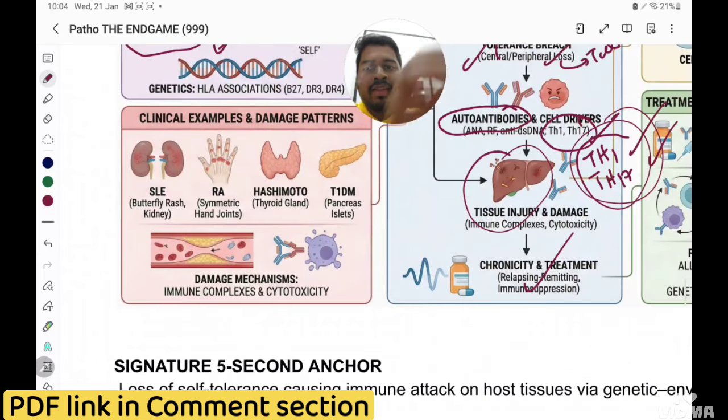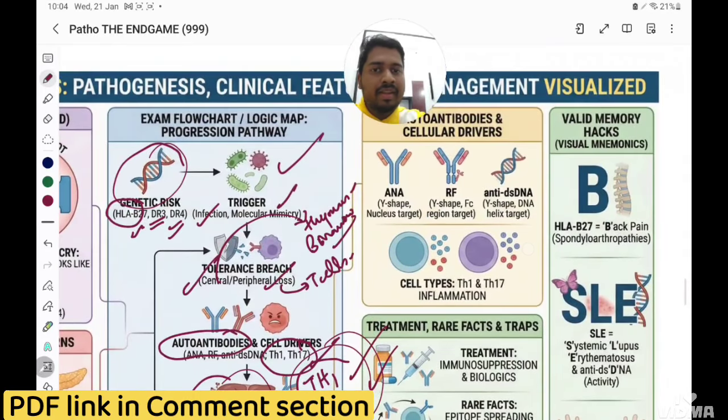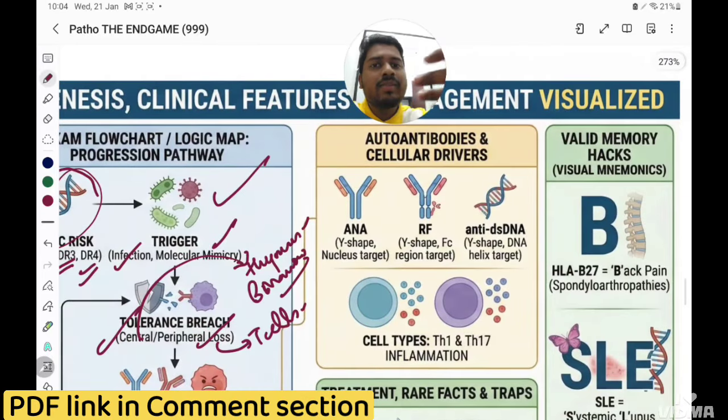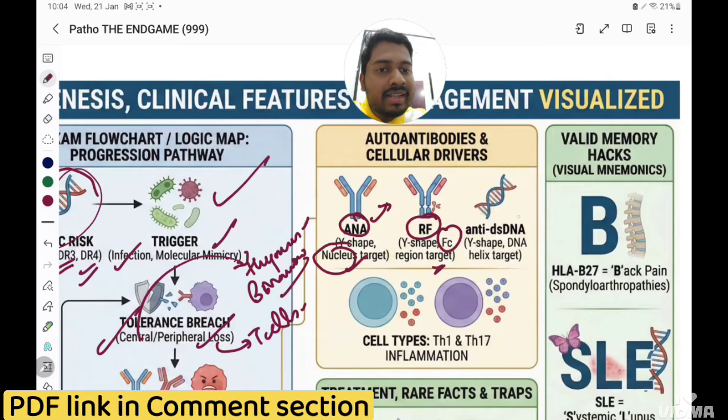All this you know. So examples, I don't have to go in depth, just go through this. Okay, so what it causes is production of autoantibodies. For example, anti-nuclear antibodies, which are directed against nuclear antigens. Okay, so the nucleus is the target. Similarly, in rheumatoid factor, the Fc region is the target. Similarly, in anti-dsDNA, the DNA helix is the target. Okay, so these are a few antibody examples.